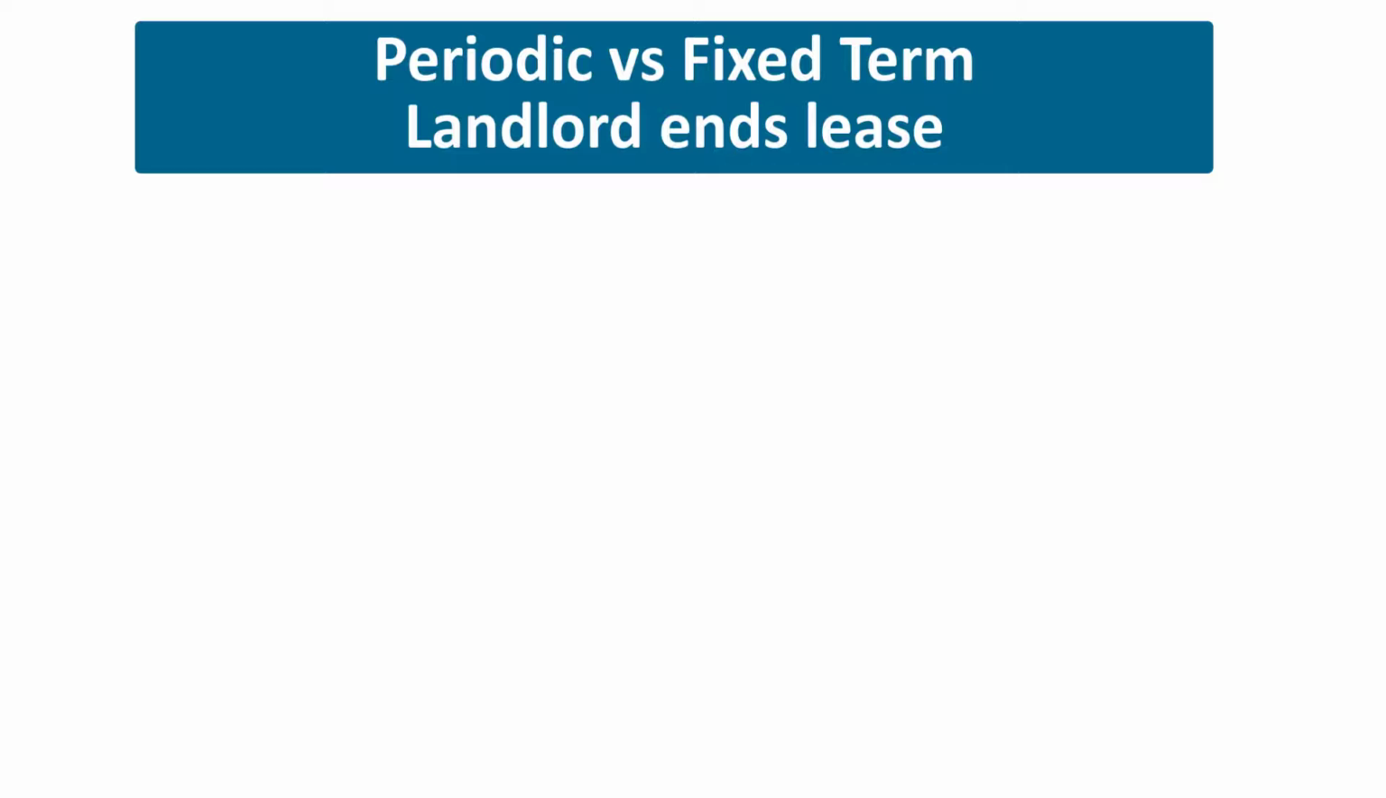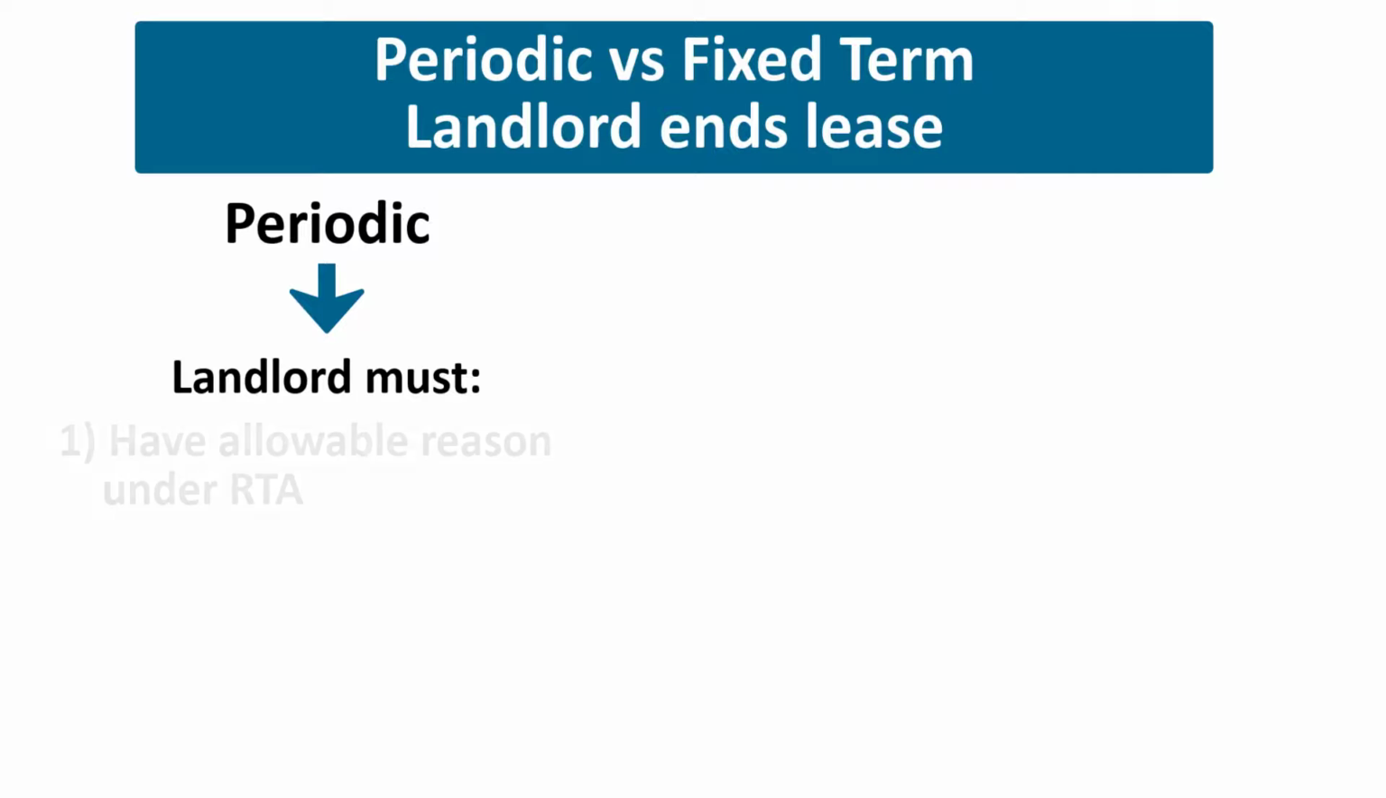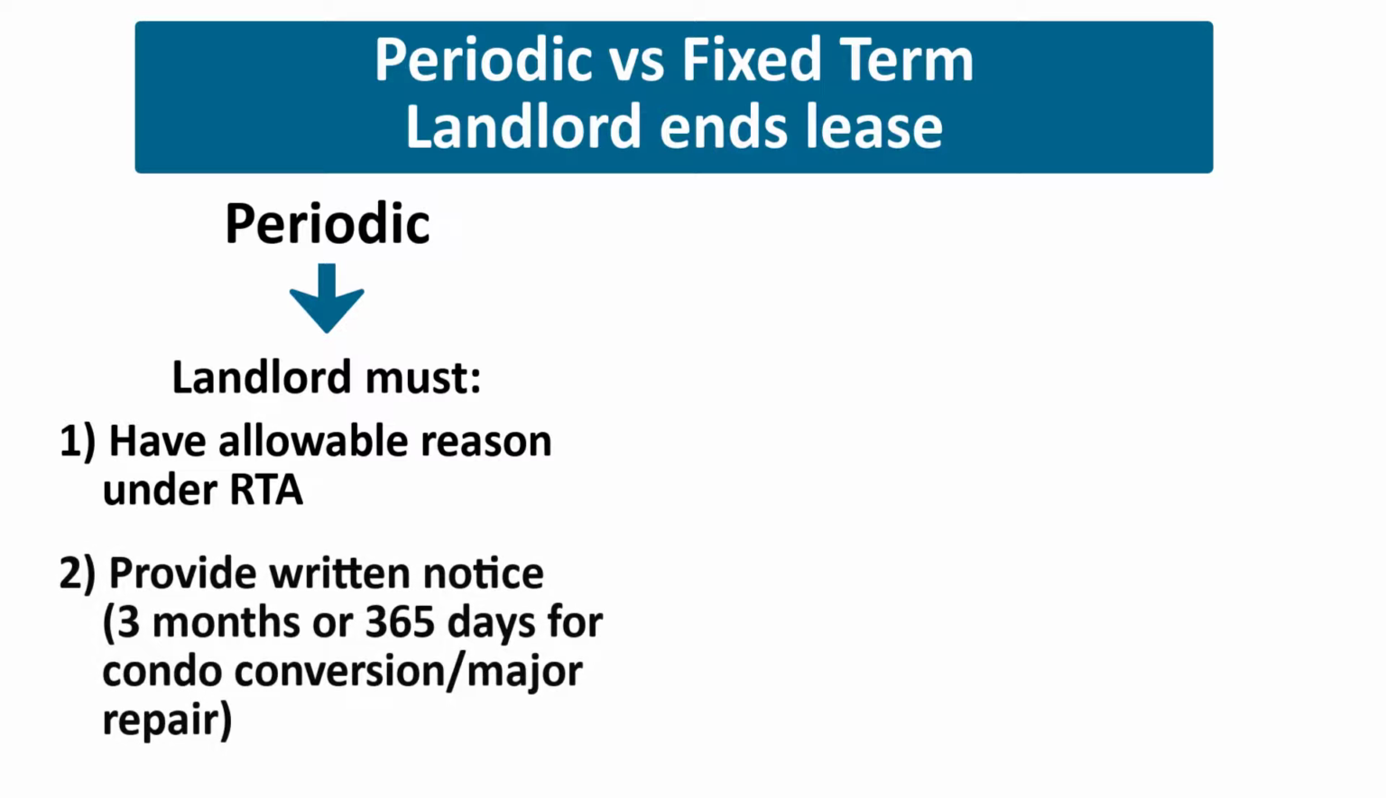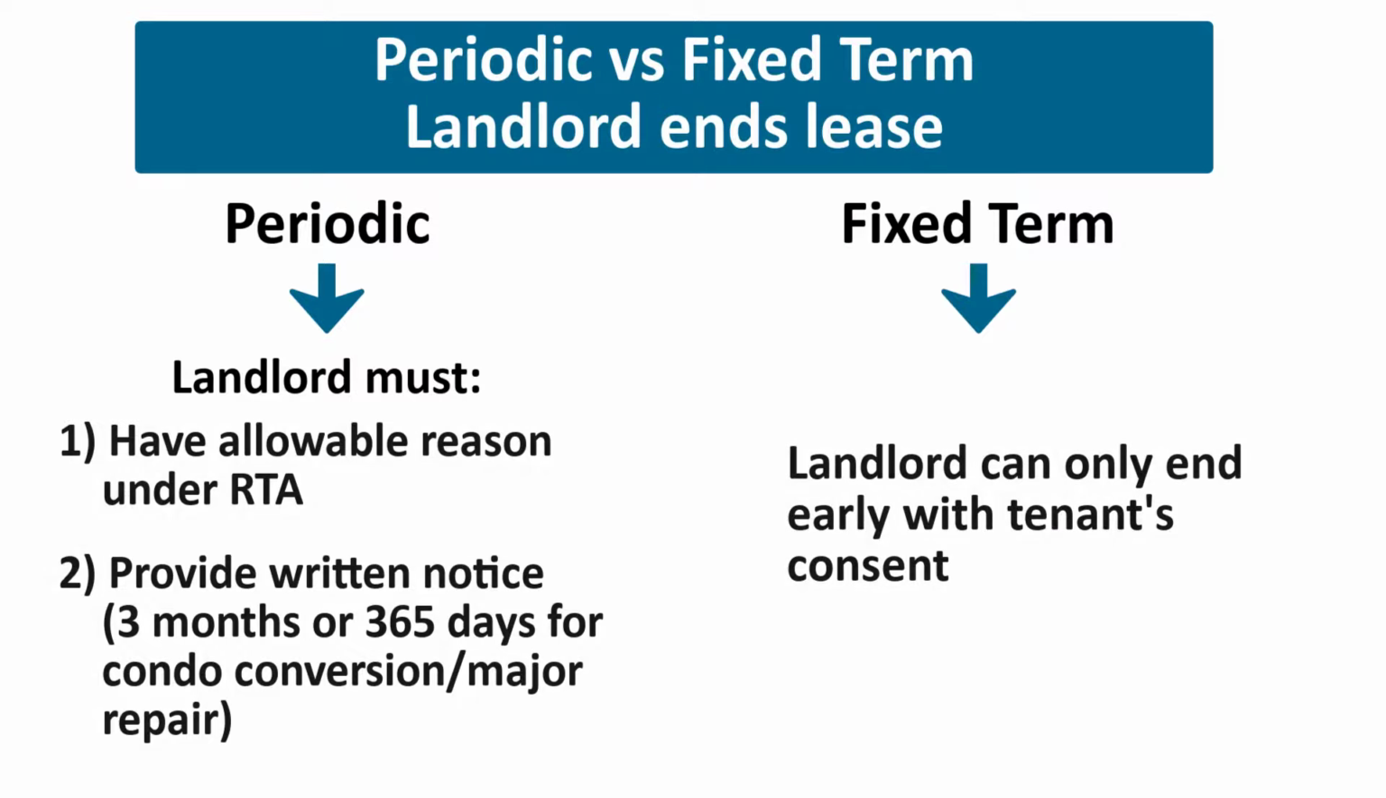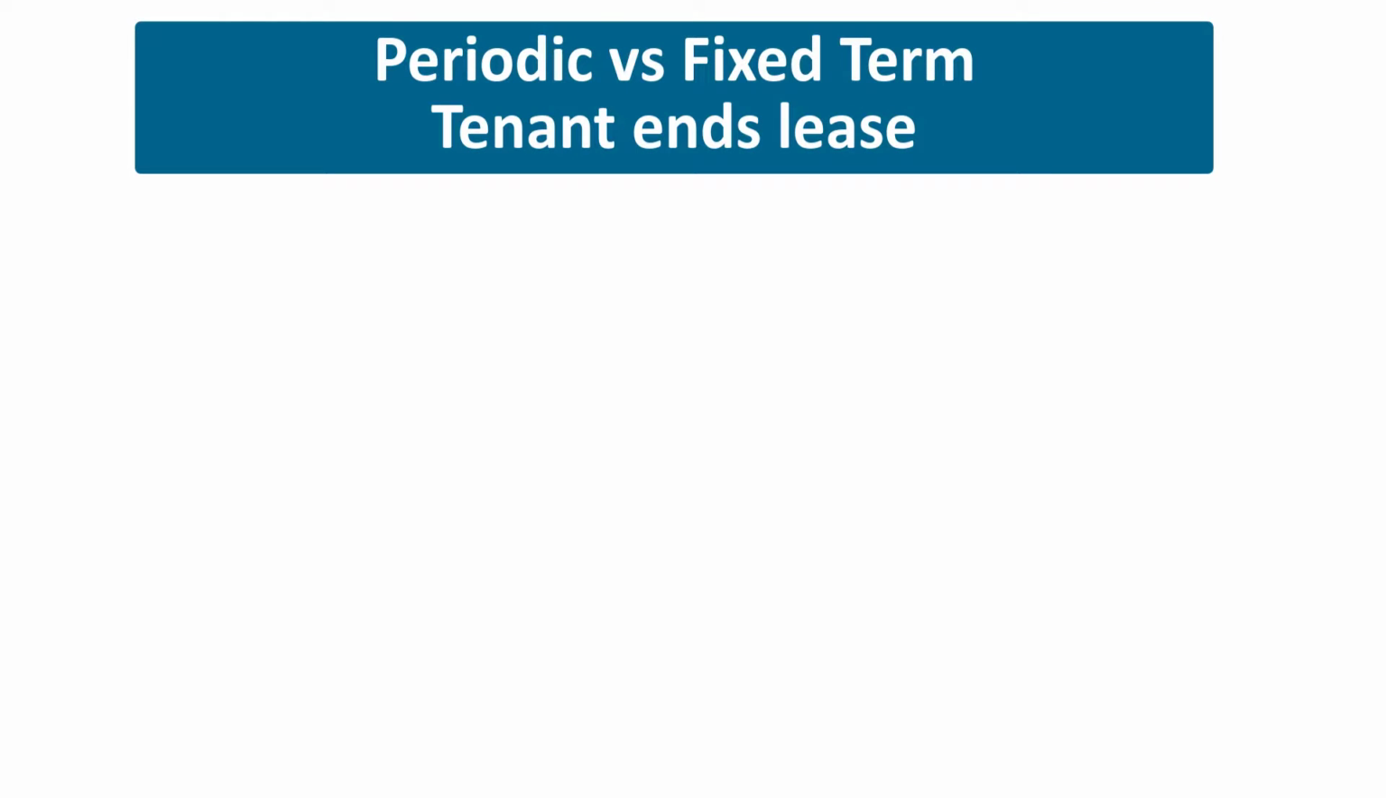Let's first look at when a landlord can end a lease. To end a periodic lease, the landlord must 1. Have an allowable reason under the RTA. For example, the landlord moving in, the property is sold and a new owner ends the lease, major repairs, and 2, provide written notice. So the amount of notice that a landlord must give a tenant to end a tenancy depends on the type of periodic tenancy, except for termination for major renovations, condominium conversions, and employment. On the other hand, to end a fixed term lease, the landlord can only end the lease early with the tenant's consent.